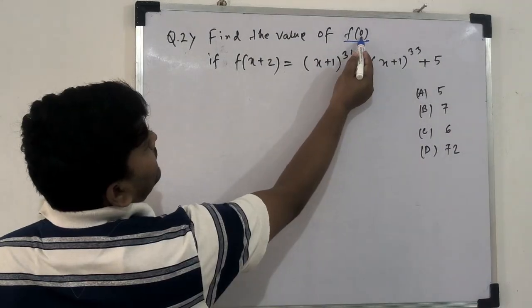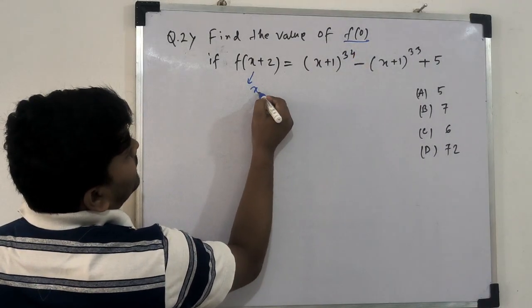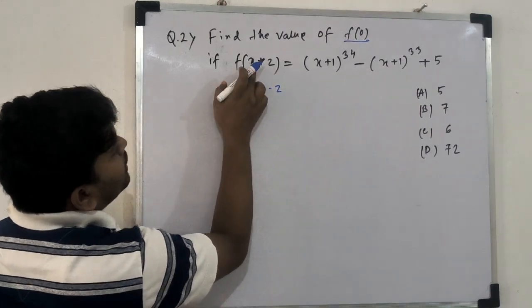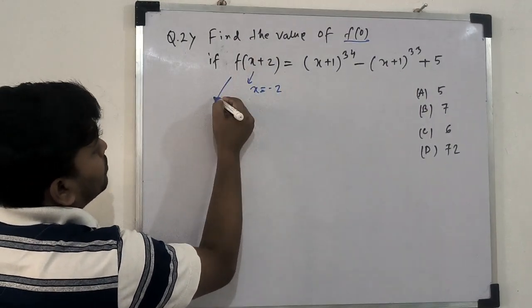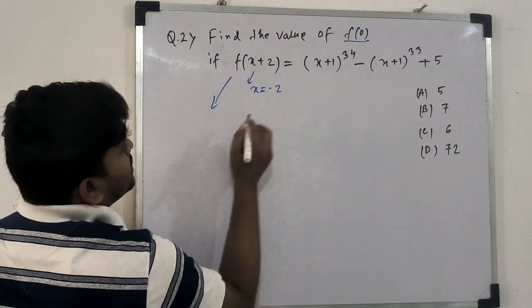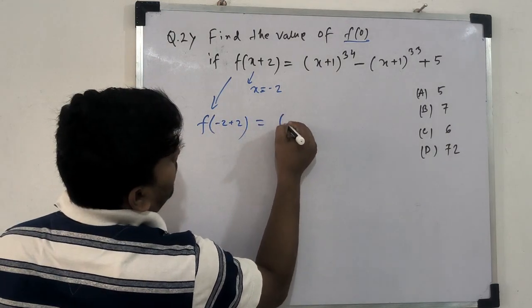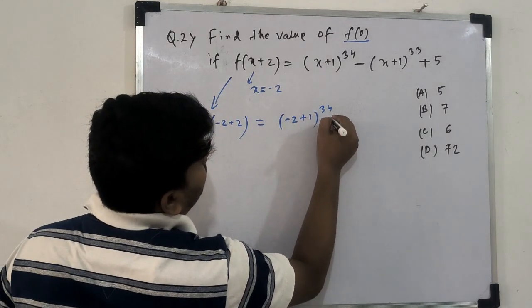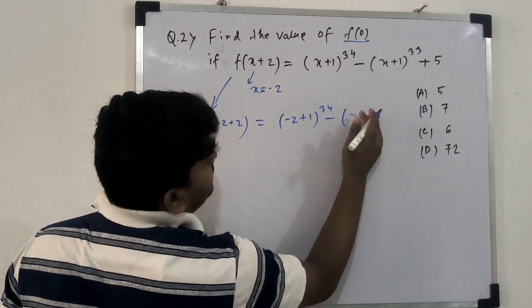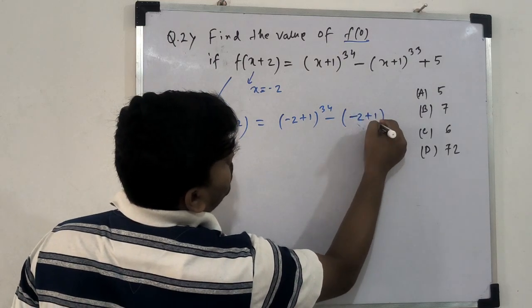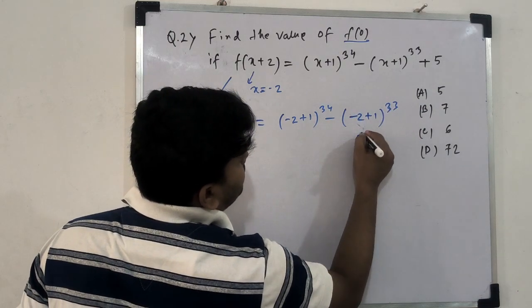To get f of 0, we have to put x equal to minus 2. So if we put x equal to minus 2, we get f of minus 2 plus 2. So this is minus 2 plus 1 to the power 34 minus minus 2 plus 1 to the power 33 plus 5.